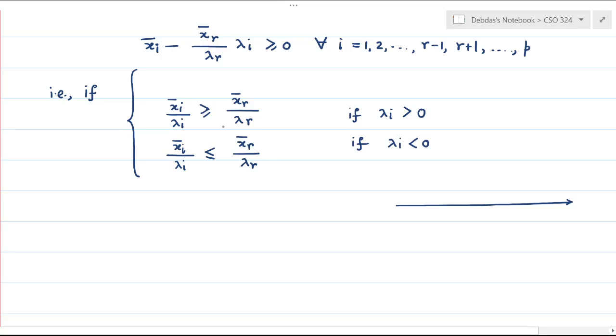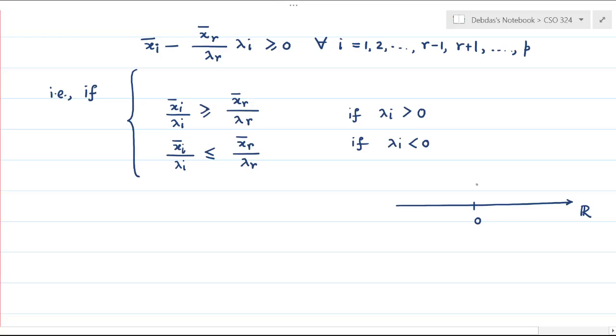The condition here is that you choose r such that, for lambda I greater than 0, that means you find those i's for which lambda I is greater than 0, then you consider the position of xi bar divided by lambda I on the real number line. Here is your real number line, here is the location of 0, say. As xi bars are all greater than 0, therefore if lambda I is greater than 0, xi bar by lambda I is greater than 0, and if lambda I is less than 0, then xi bar divided by lambda I is less than 0.